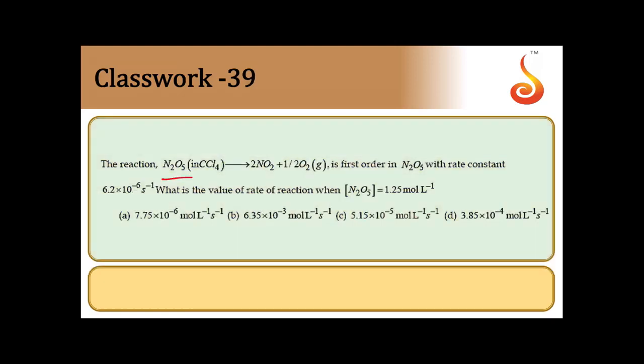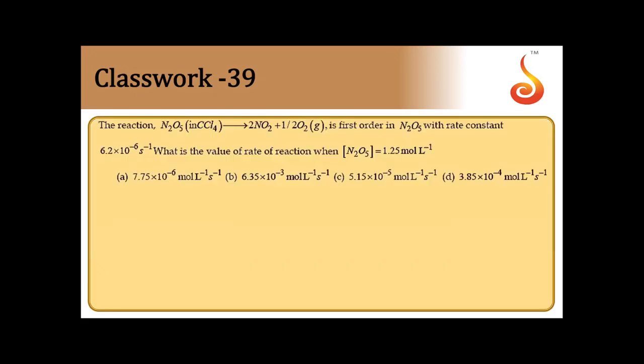In the reaction N2O5 giving rise to 2NO2 plus half O2, the reaction is first order with respect to N2O5, and the rate constant is given to us. What is the value of the rate of reaction when the concentration is 1.25? They gave the rate constant as well as the concentration, asking us for the rate of reaction, for a first order reaction.